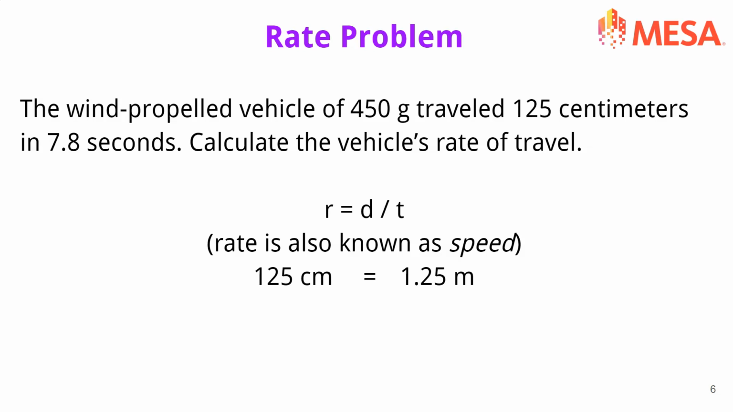So in this instance, we just need to convert the centimeters to meters. So 125 centimeters is equal to 1.25 meters. Seconds is already in the right unit, so that's fine. 1.25 meters divided by 7.8 seconds. Now, please be aware in this example here, 450 grams is just a value that's actually not needed, so you don't need to use that value in this question.